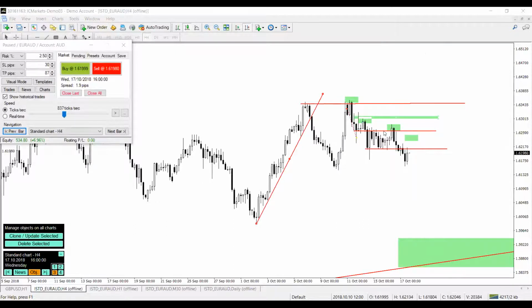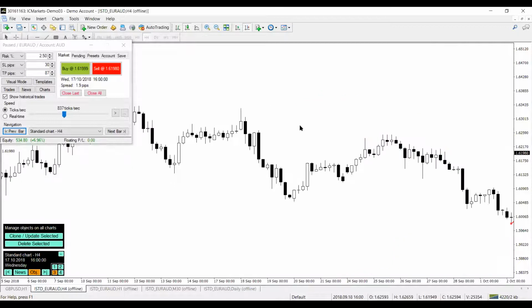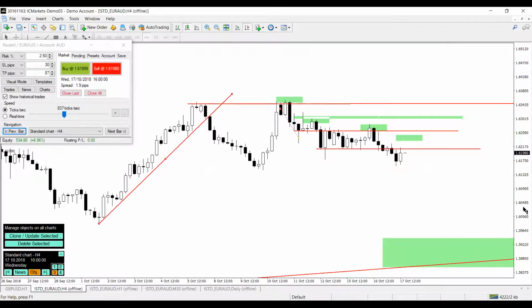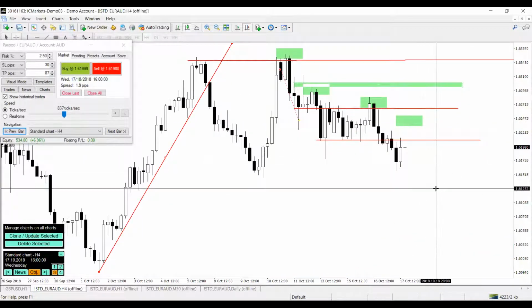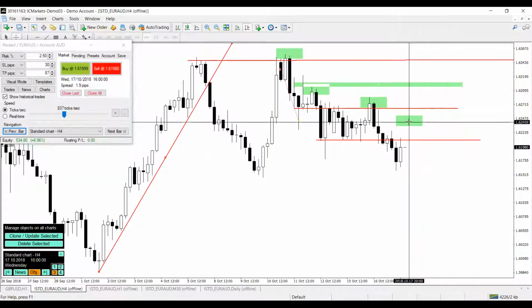Where's the stop loss zone? If you tell me where the stop loss zone is, look at this chart, it's a good question. Where is the stop loss zone? This box here, say yes quickly.